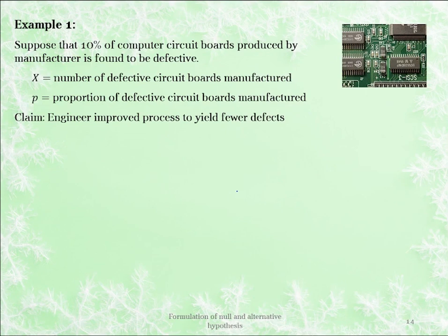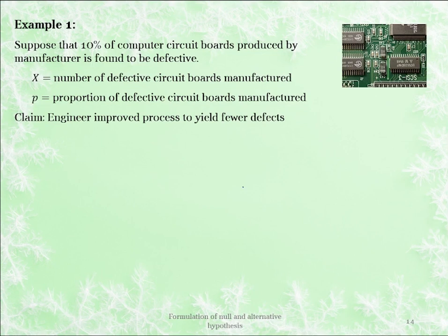Now, let's look at two examples. The first one, we say that suppose that 10% of computer circuit boards produced by the manufacturer are found to be defective. This is an example in your textbook. It's not labeled as an example. It's in the text of your textbook in between examples, but it should explain things quite clearly to you. So we have X, which is the number of defective circuit boards manufactured, or we can look at it from the point of view of a proportion, which is typically what we would do. But for now, let's work from the point of view of X.